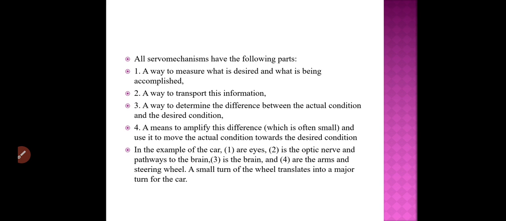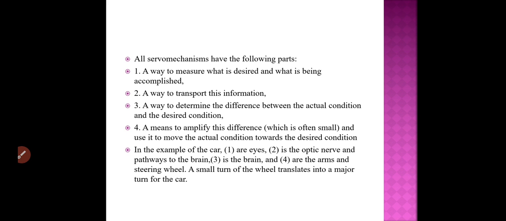here the car is one, the way to measure what is desired and what is to be accomplished, and the eyes are the sensor. The optical nerve is the second, a way to transport the information, the pathway to the brain. Then a way to determine the difference between actual condition and desired condition, that is the brain, the controller. Then a means to amplify this difference and use it to move the actual conditions toward the desired condition, that is the arms and steering wheel.